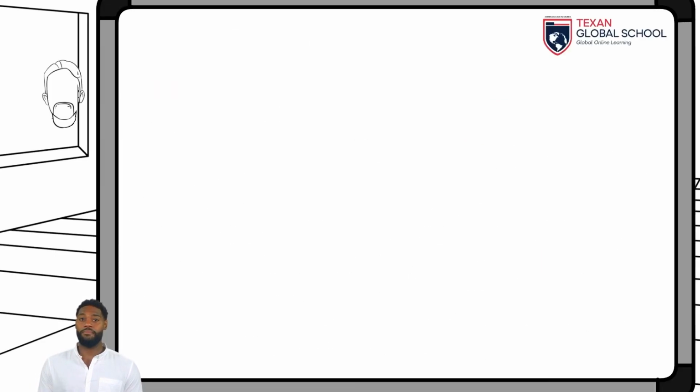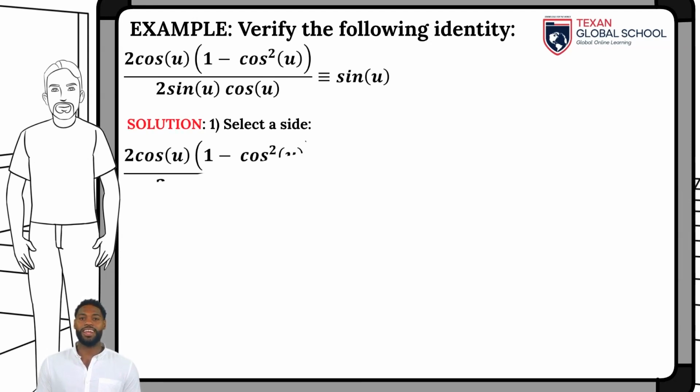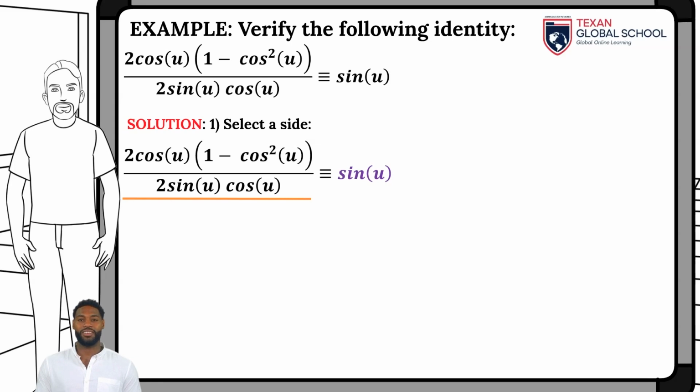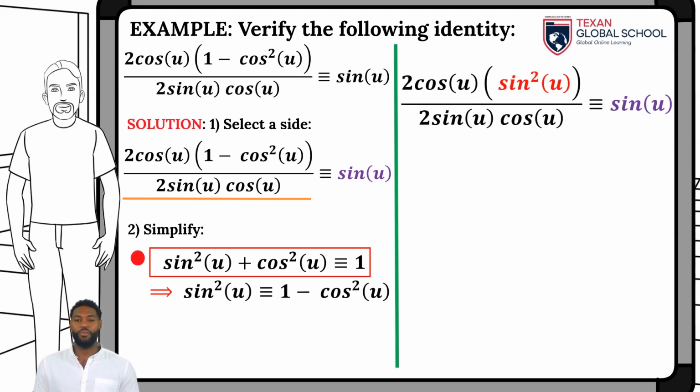In this last example, verify the following identity. First, select a side of the identity. In this case, let us choose the left side. Since everything is already a function of sines and cosines, let us simplify. Using the trigonometric identities, we know that the sine squared of u plus the cosine squared of u is identical to 1. Hence, we deduce that the sine squared of u is identical to 1 minus cosine squared of u. By substituting, we can simplify identical factors.